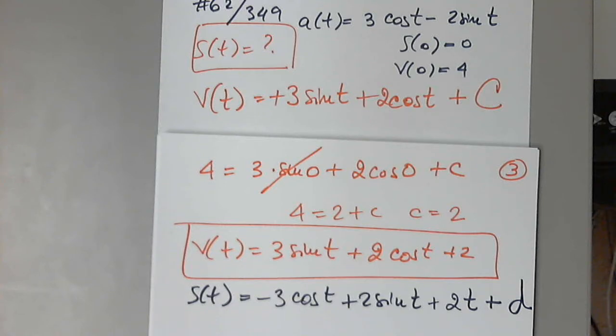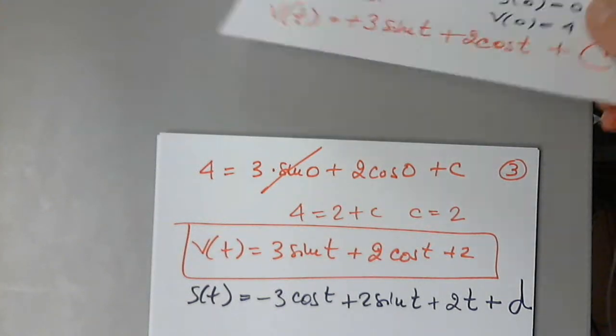Let's do this one more time. Negative 3 cosine t prime is that, correct? 2 sine t prime is that, correct? 2t prime is that, correct? And then d prime is? Perfect. We have one more piece of information.